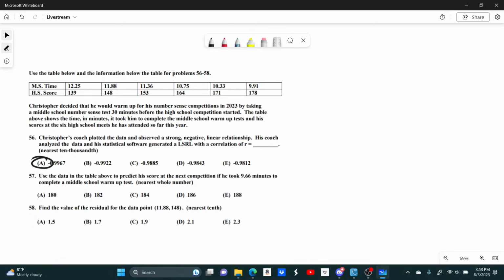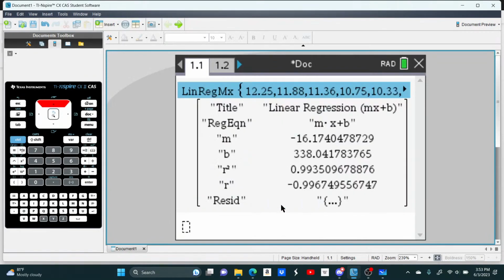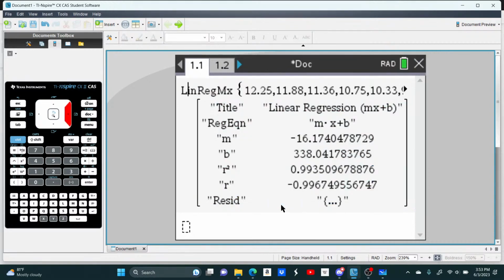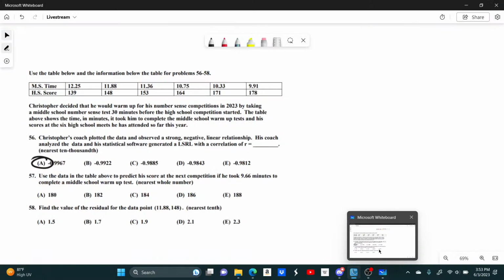Sweet. Number 57 says, use the data in the table above to predict his score at the next competition if he took 9.66 minutes to complete a middle school warm-up test. Whenever I set up this linear regression, there was another setting when I typed in the x's and y's that asked what I'm storing the regression equation to. You can scroll over and see it's stored at f of 2. So I type 9.66 in here, and I get a predicted score of 182.